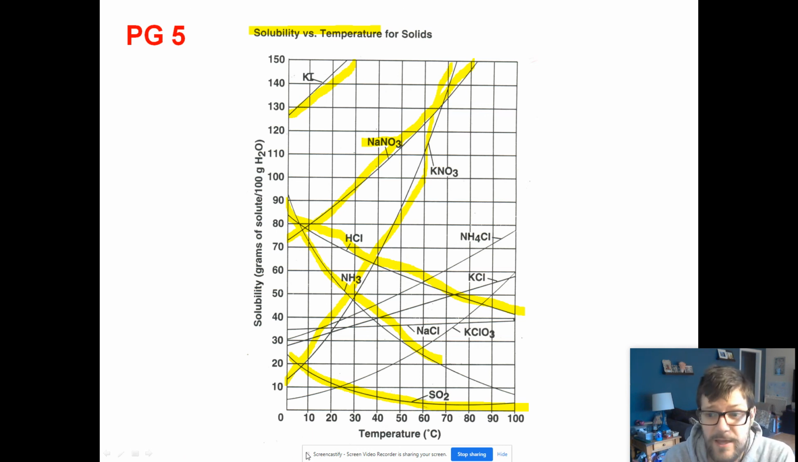So that should be everything you need for solutions, concentration, and solubility. Let me know if you have any questions.